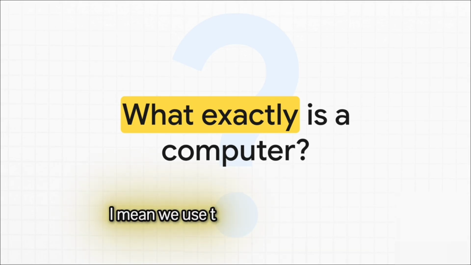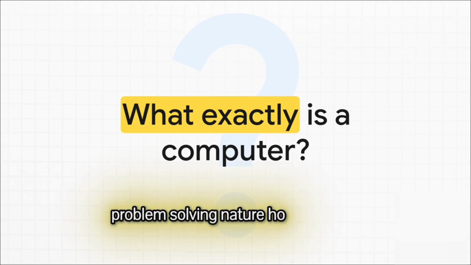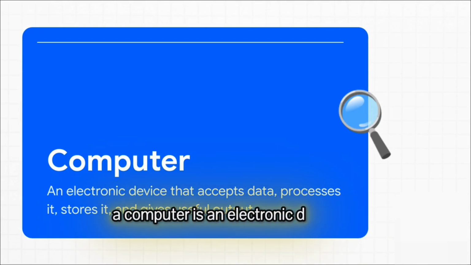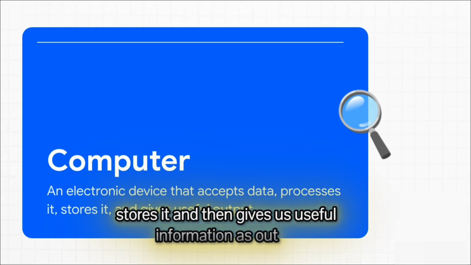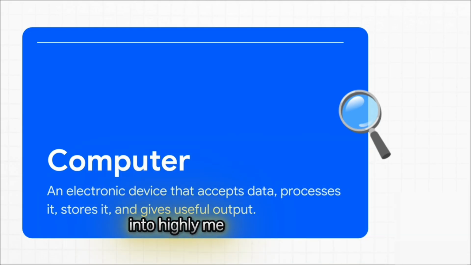I mean, we use them to text, stream 4K movies, crunch massive data sets, but if we distill this thing sitting in your pocket down to its absolute core problem-solving nature, how do we actually define it? Well, simply put, a computer is an electronic device that accepts data, processes it based on specific instructions, stores it, and then gives us useful information as output. The really crucial point here is that it turns raw input into highly meaningful output.